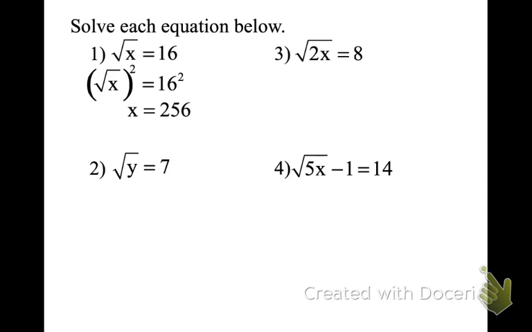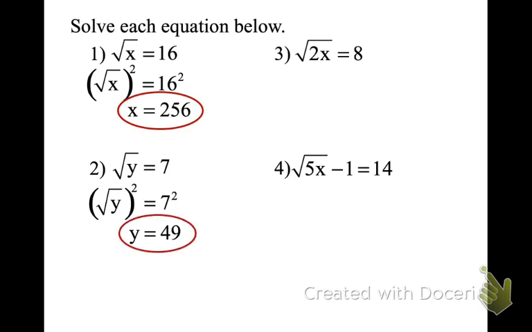Now, let's check our work. Square both sides, we get y equals 49. When you have more than one thing inside, we still square both sides. You'll notice the 2 and the radical eliminate each other, so I get 2x equals 64. I'm dividing both sides by 2, and I get 32. I do expect you to show me properties of equality.